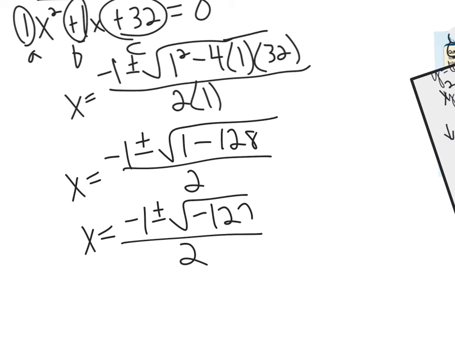Okay, so we get to this point, and here's the problem. We have a square root of a negative number, and so what that means is we're going to have no real solutions, which means those graphs do not intersect each other.